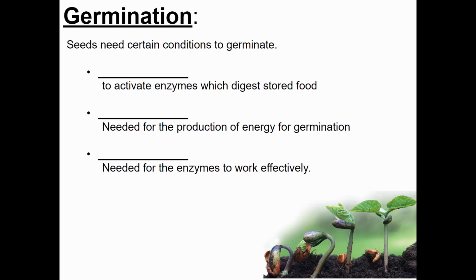All right, so let's talk about how they grow. So, once a seed has arrived at some environment that is sort of conducive to its growth, it will start to grow. That process is called germination, when a seed starts to grow. And it requires certain conditions, requires certain materials. So for a seed to germinate, what must it have?